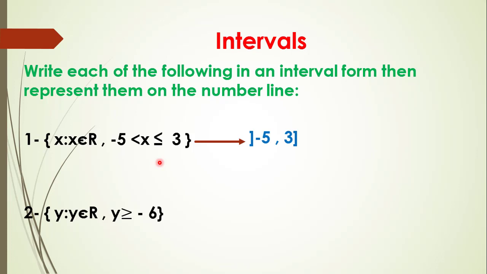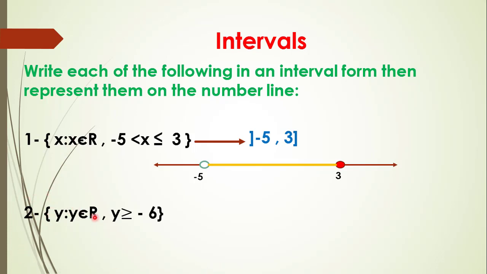Okay, what about the number line? This is the number line. I write the two numbers, negative 5 and 3, only the two numbers. Don't write all the numbers on the number line. Opened at negative 5, so open circle. Closed at 3, so closed circle. This is the interval.